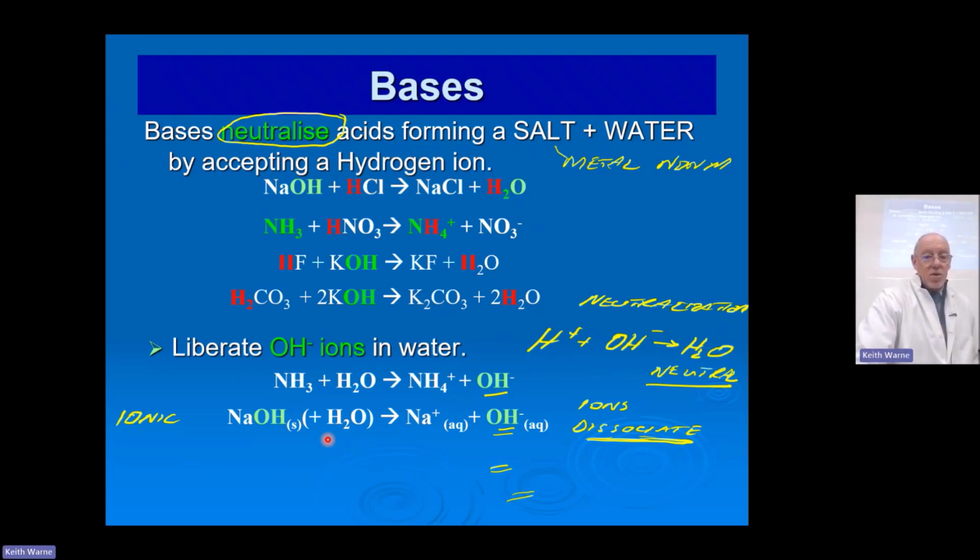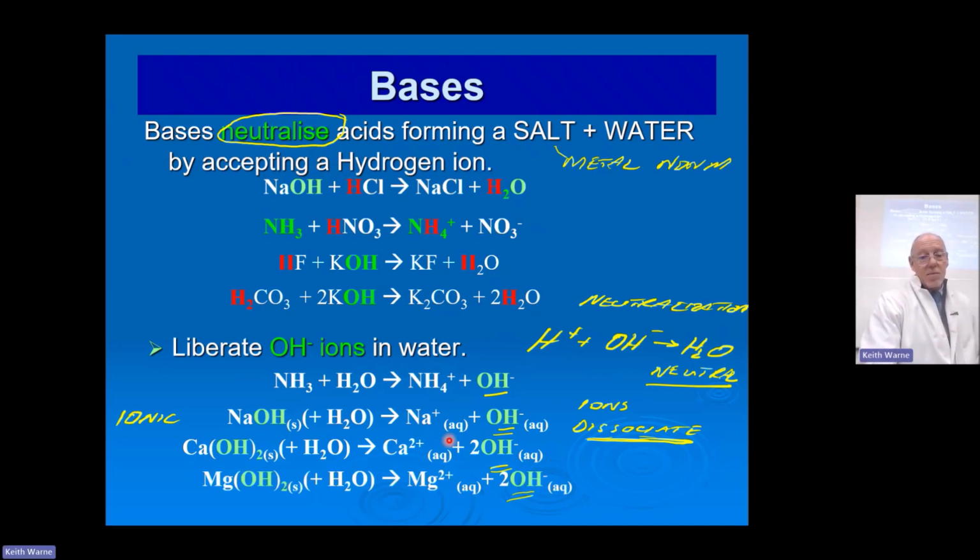Okay. So the sodium hydroxide has gone from being solid. You can see the S there. It's got an S over there. And now on the other side, you can see it's got AQ. AQ stands for aqueous, dissolved in water. Right, so that's not actually a reaction, but it is giving you OH minus ion. Calcium hydroxide would do the same. Magnesium hydroxide would do the same.